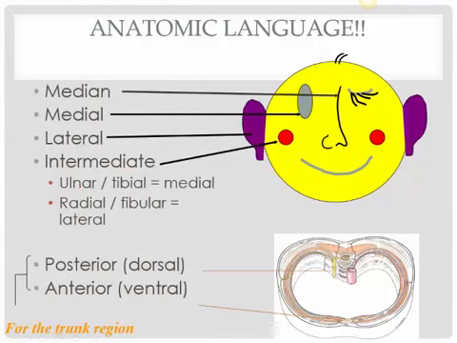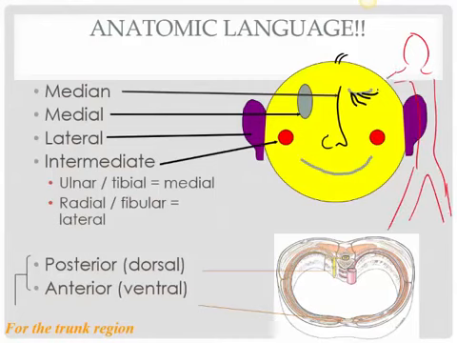When we look at the limbs, in the case of the upper limb and in the case of the lower limb, so if I was to draw a person up here, and here's the upper limb. In the forearm, on the medial side, is a bone which is known as the ulna.